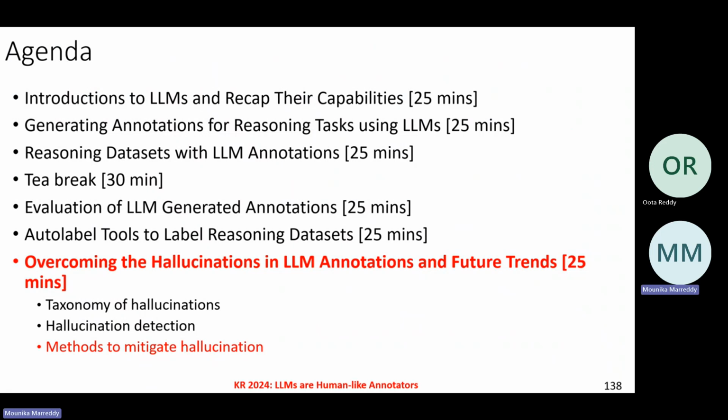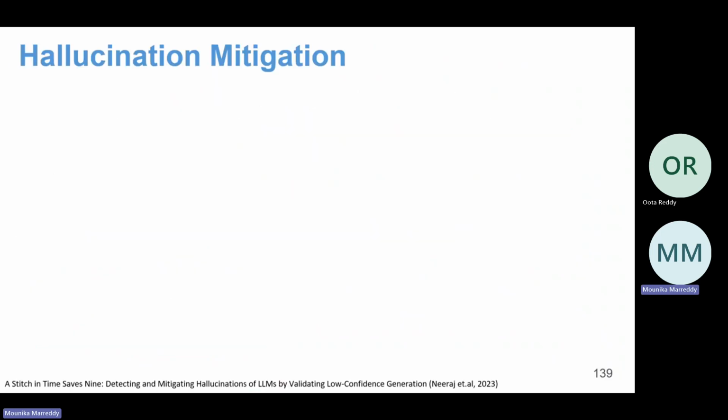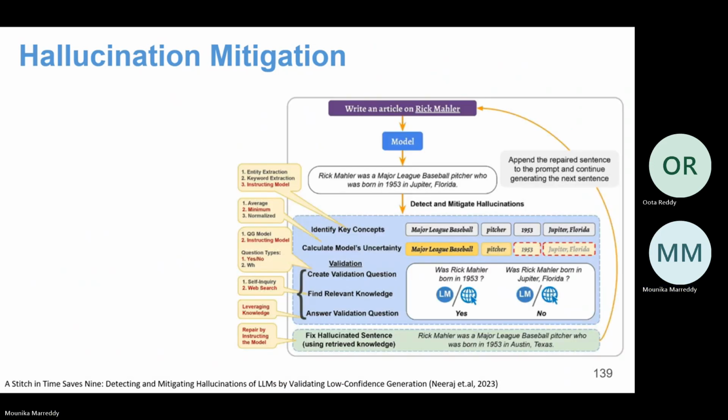So now the last part of this session is how to mitigate hallucinations. As of now, we have discussed how to detect the hallucinations. Finally, we will see how to mitigate the hallucinations. This figure shows the proposed approach for addressing the LLM hallucination problem.